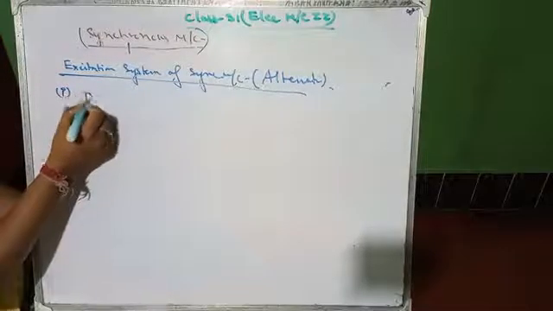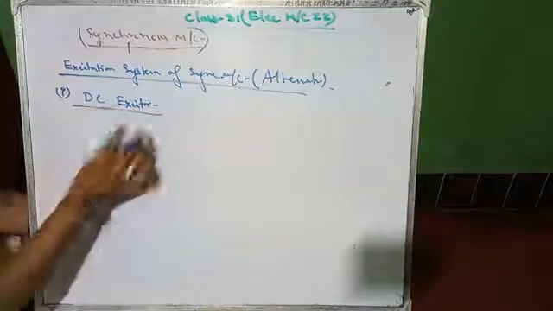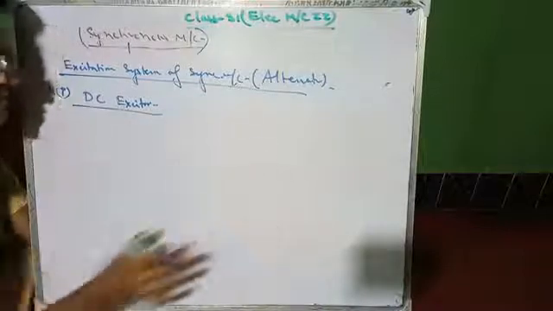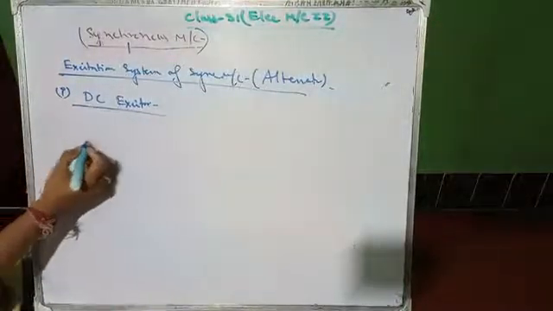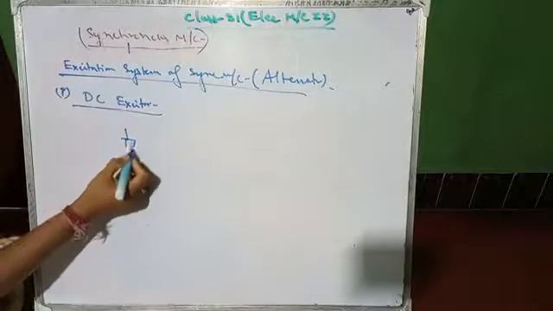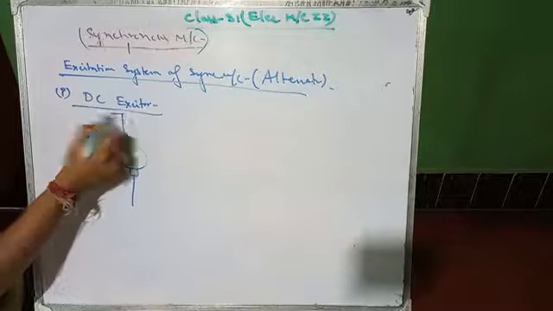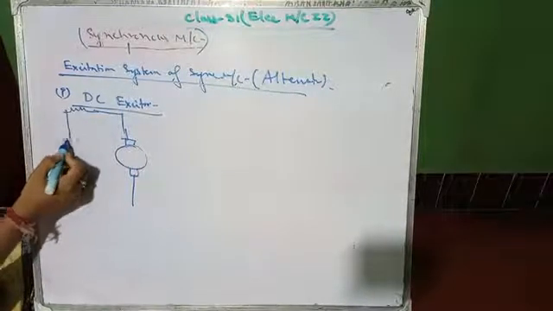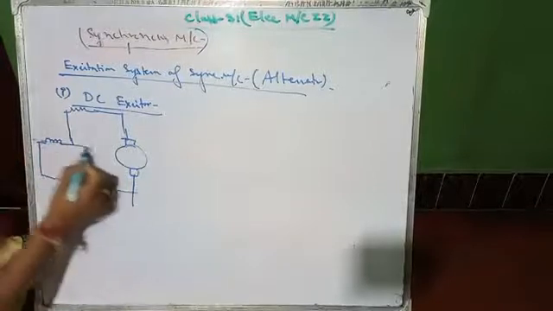First one, write DC exciter. For this case you have to draw it and understand it by yourself. What is the working principle of this DC exciter? The DC exciter needs first a generator, some DC generator. This DC generator is nothing but a shunt field generator.